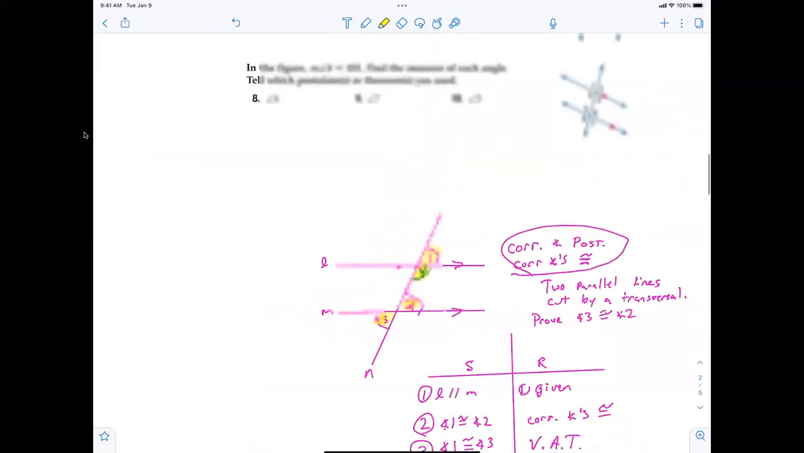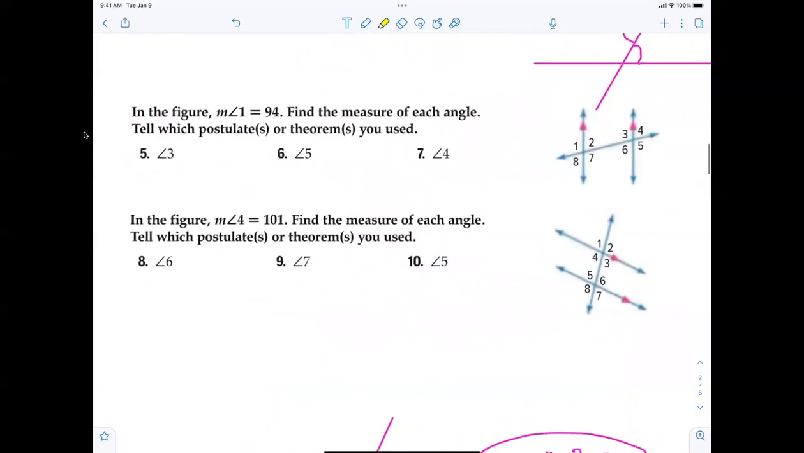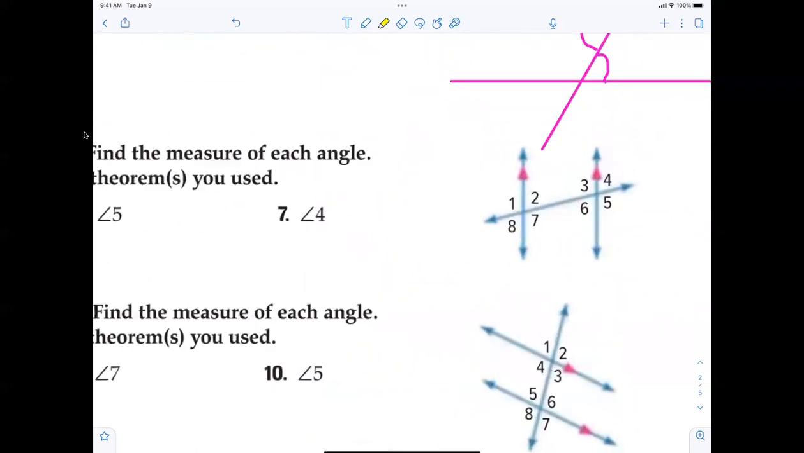So now that we've done that, let's go back now and make sure we knock everything out. So angle 1 is 94 degrees.